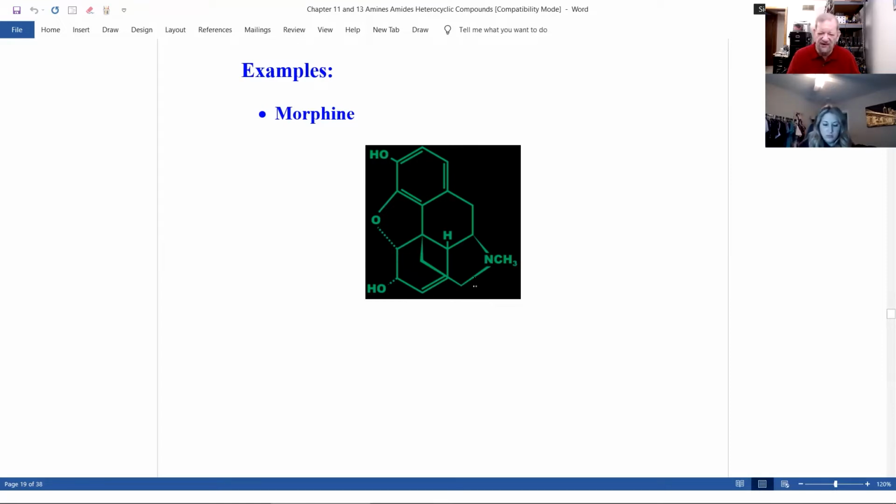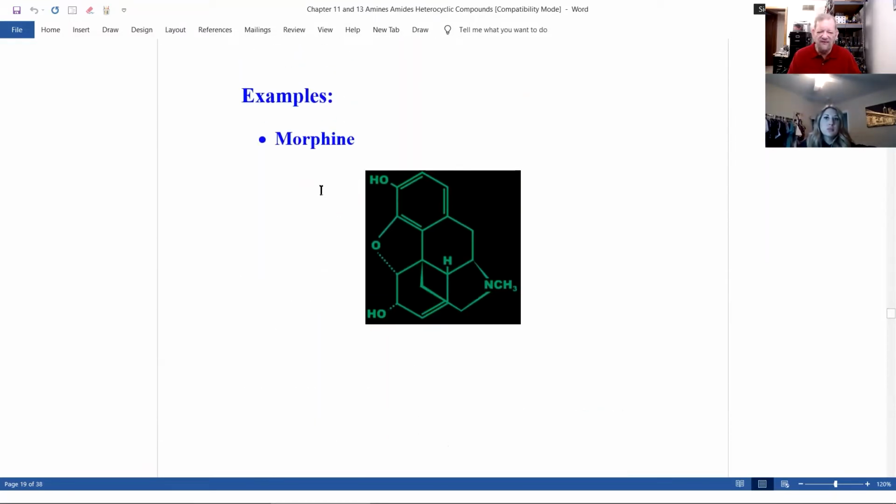Now, this is a very complex, what's called a bicyclic ring in here. And I'm not going to get into it in this class. Actually, I know about them because my PhD thesis dealt with bicyclic rings and how to make them. But anyways, this is morphine. How does it kill pain? I have no idea. I'm an organic chemist, not a medical doctor.